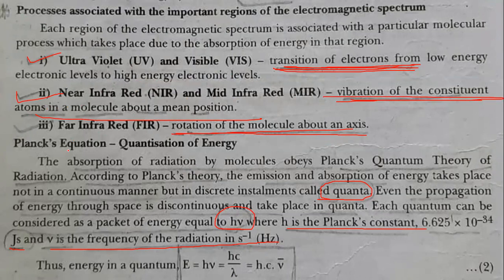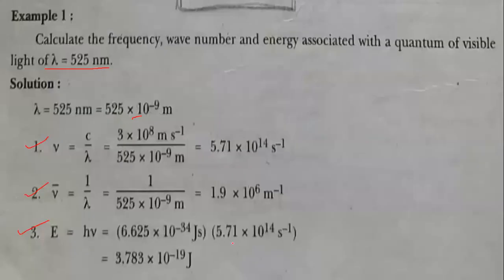So what is Planck's equation? What is the quantization of energies? Planck says the energy is transferred in the form of quanta having energy h nu. Here h is Planck's constant, its value is 6.625 into 10 raised to minus 34, and nu is the frequency of radiation expressed in per second or hertz. So E is equal to h nu, or you can write E is equal to hc upon lambda, or even E is equal to hc nu bar.